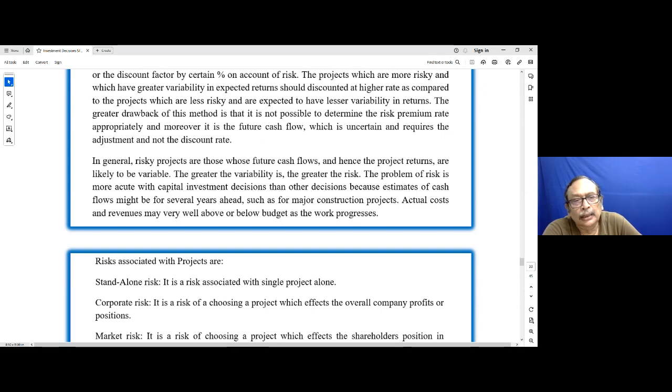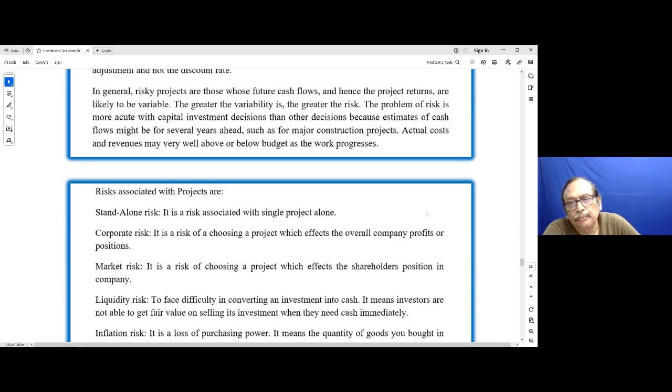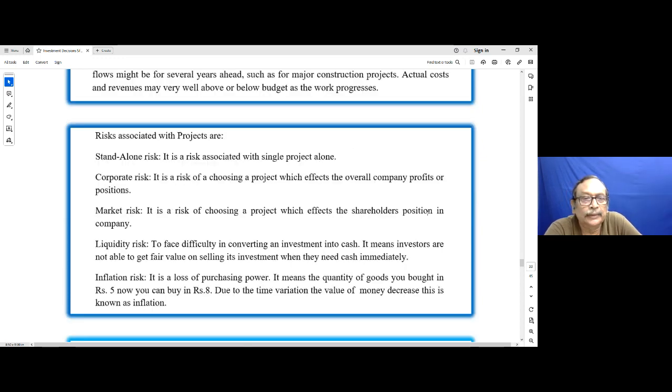In general, risky projects are those whose future cash flows, and hence the project returns, are likely to be variable. The greater the variability is, the greater the risk. The problem of risk is more acute with capital investment decisions than other decisions because estimates of cash flows might be for several years ahead, such as for major construction projects. Actual costs and revenues may very well be above or below budget as the work progresses.